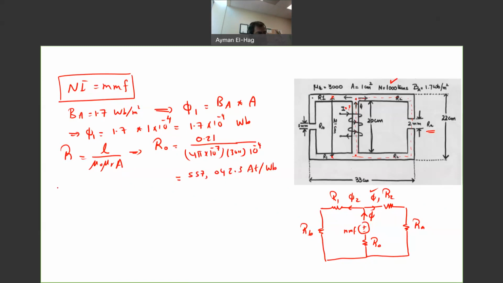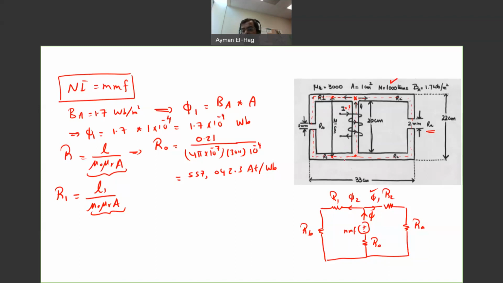Now I need to find reluctance 1 and reluctance 2. Reluctance 1 is equal to L1 divided by mu 0 mu R times A. Of course, this and this will be identical. The only thing I need to find is L1. L1 is the distance from here all the way until we reach here. We have to subtract the air gap, but we need to go through the whole path.